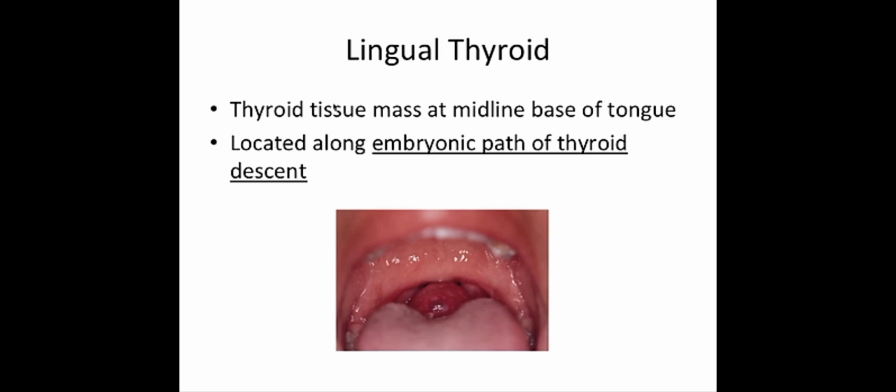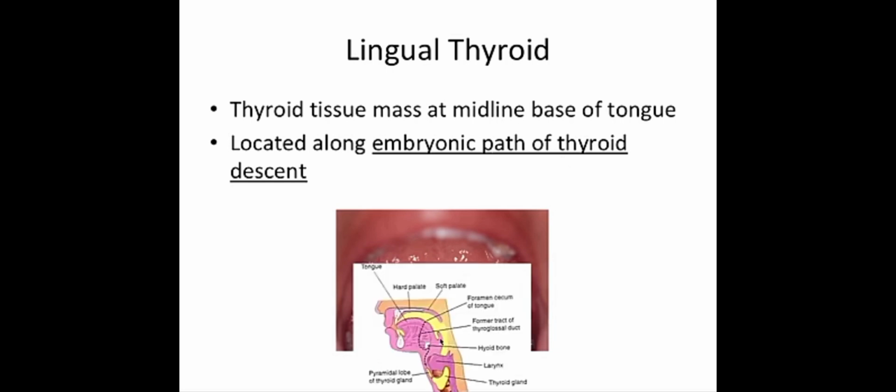Lingual thyroid is a thyroid tissue mass at the midline base of the tongue. And importantly, it's located along the embryonic path of thyroid descent. So if we look at this diagram of thyroid descent, we don't need to know all the specifics, but it starts out at the foramen cecum of the tongue, the midline base of the tongue, and during development, it goes down, wraps around the hyoid bone, goes down a little bit further, and eventually ends up where the thyroid should be, and that is below the laryngeal cartilage area around the trachea.